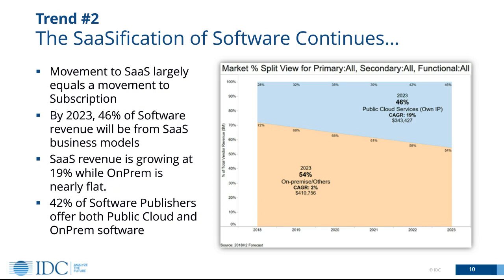And the bottom bullet is one of the most important takeaways here: 42% of the software publishers offer both public cloud and on-prem software. So almost half of all publishers that we track, in this cohort, are doing both. So they have two lines of business basically to take care of, the on-prem side and the SaaS side.